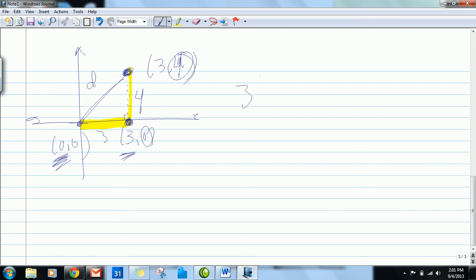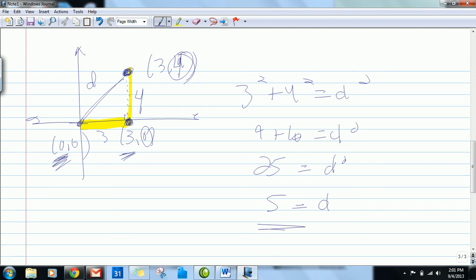So use the Pythagorean theorem. 3 squared plus 4 squared is d squared. That's 9 plus 16 is d squared. D squared is 25. That makes d really plus or minus 5, but we'll just call it 5. All right, so 3, 4, 5.